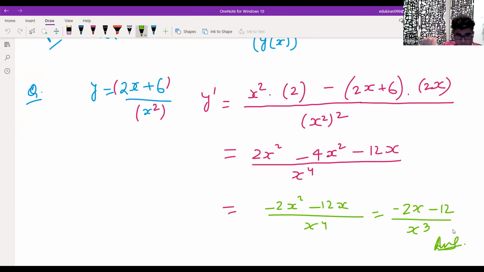So isn't it minus 2x square? The final answer is minus 2x square minus 12, that x we have taken common now and divided x to the power 4 with that x and it became x cube. Yeah, done.